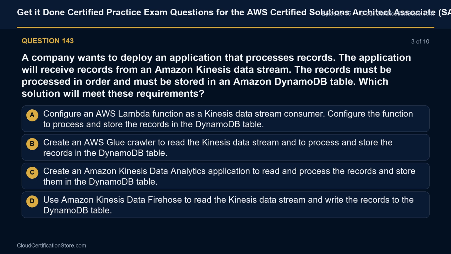Option B. Create an AWS Glue crawler to read the Kinesis data stream and to process and store the records in the DynamoDB table. Option C. Create an Amazon Kinesis Data Analytics application to read and process the records and store them in the DynamoDB table. Option D. Use Amazon Kinesis Data Firehose to read the Kinesis data stream and write the records to the DynamoDB table.